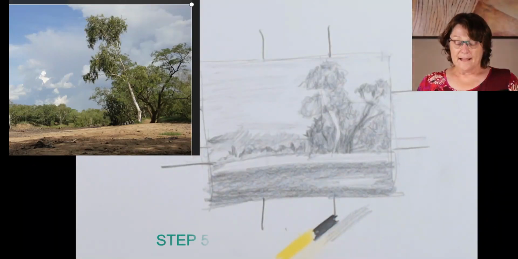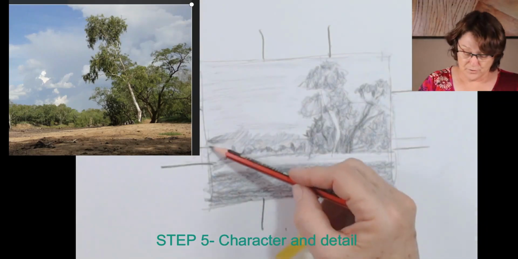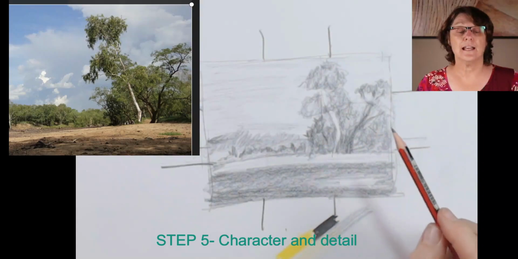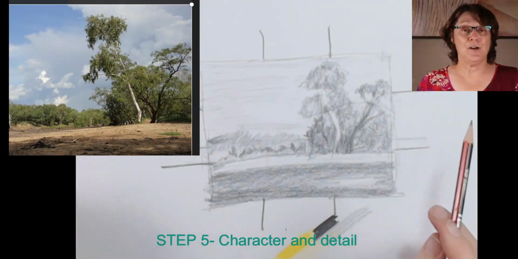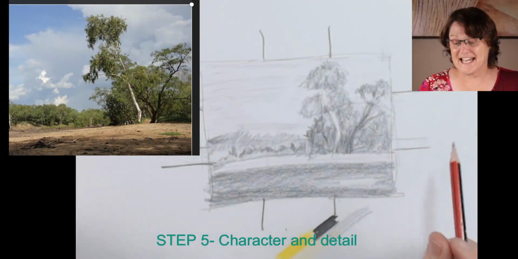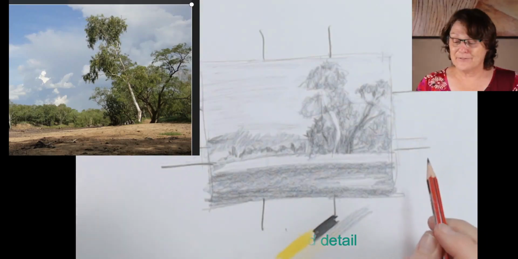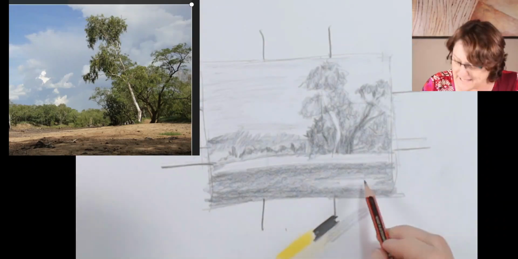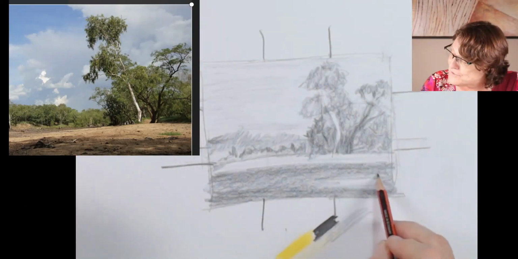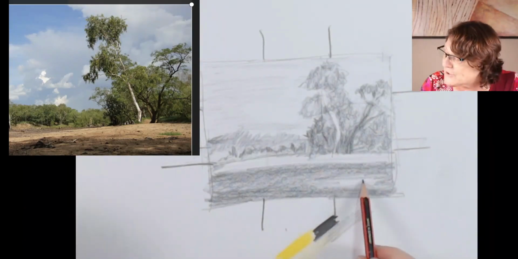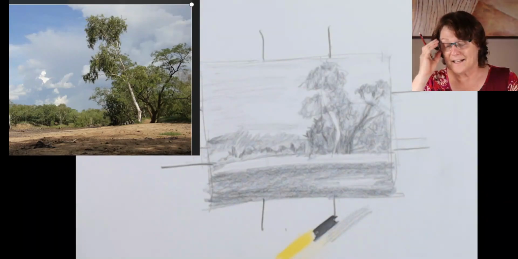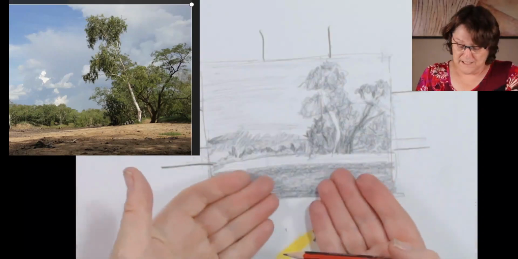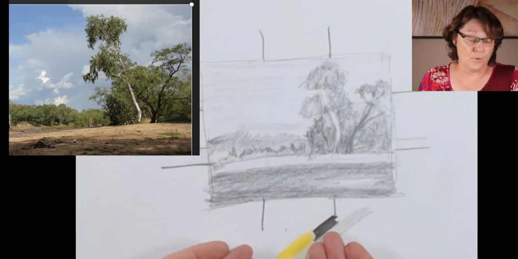Okay, the last thing to do, the last step, is some detail. Now, I'm scared of saying detail because if you say detail, people are going to put in every single tiny little thing they see, and a bit of tuft of grass over there and a tiny shadows here. I don't want that kind of detail, so I am meaning character, which will help bring this foreground forward too.